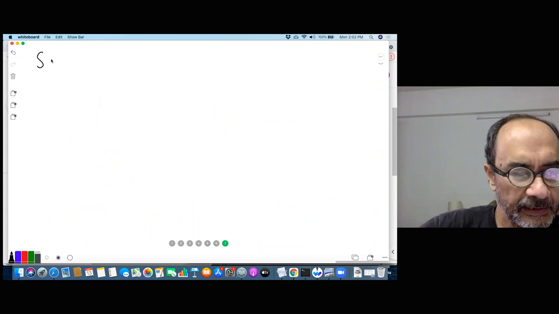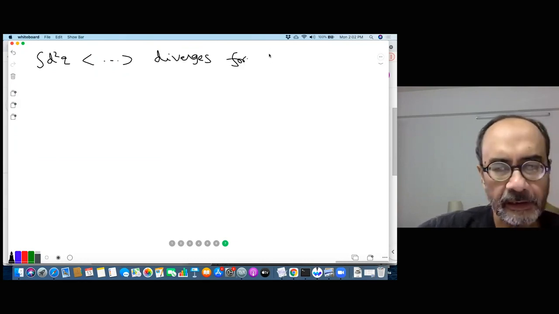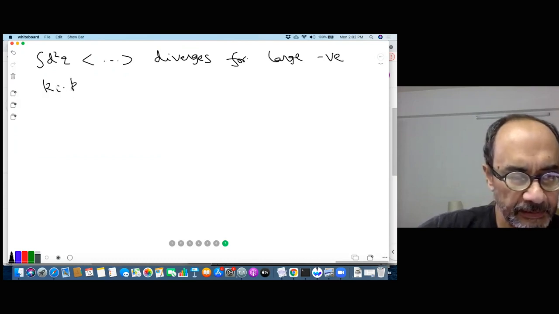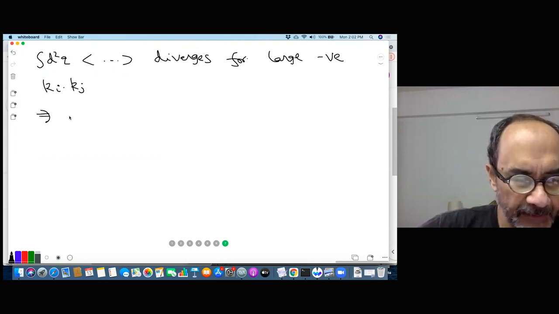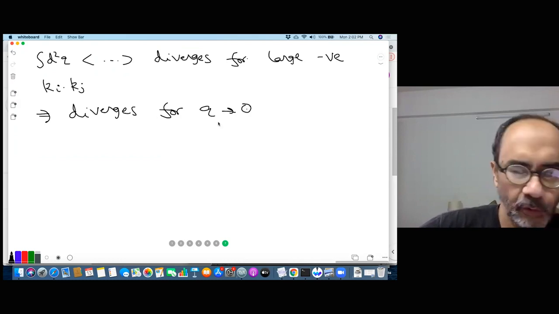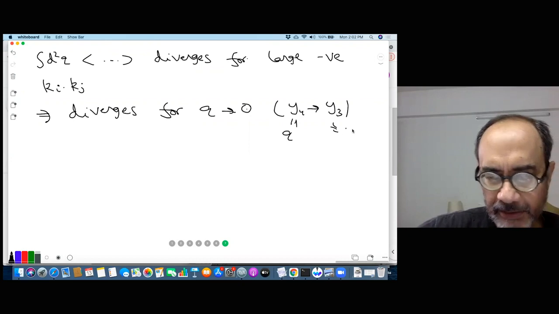So this integral d to q of whatever is there, it will diverge for large negative ki dot kj, which means that it actually diverges. This implies that it diverges for q goes to 0. Because as q goes to 0, y4 goes to y3. Okay, y4, let me remind you, is just q, and y3 was 0.